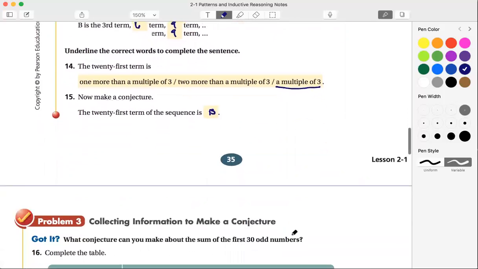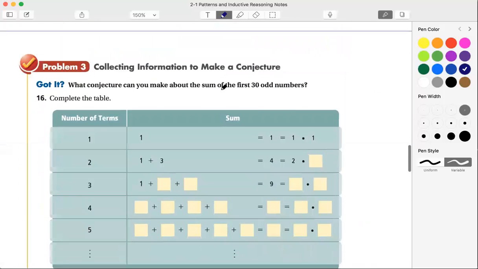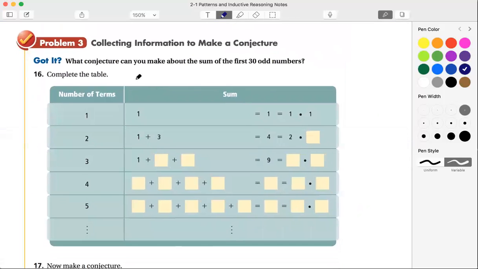All right, let's collect information to make a conjecture. What conjecture can you make about the sum of the first 30 odd numbers? Let's complete the table. The first odd number is 1. The second odd number is 3. When I add 1 plus 3, I get 4, which is the same as saying 2 times 2. Now I have 1 plus 3 plus 5, which is 9, which is the same as saying 3 times 3.